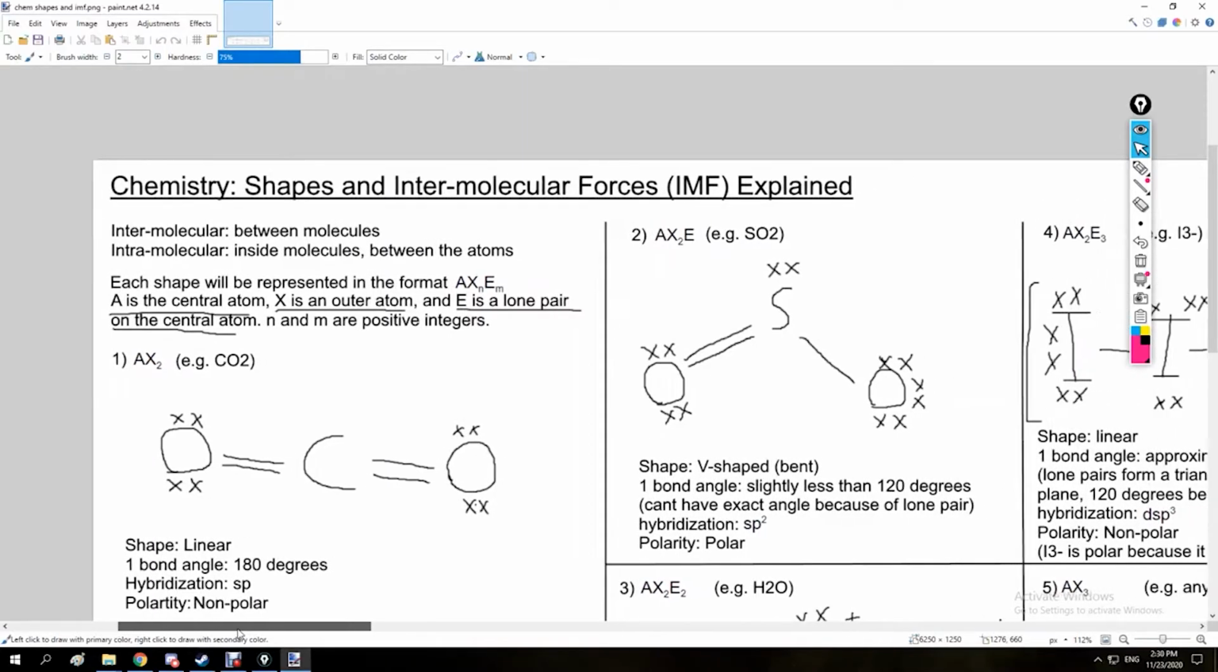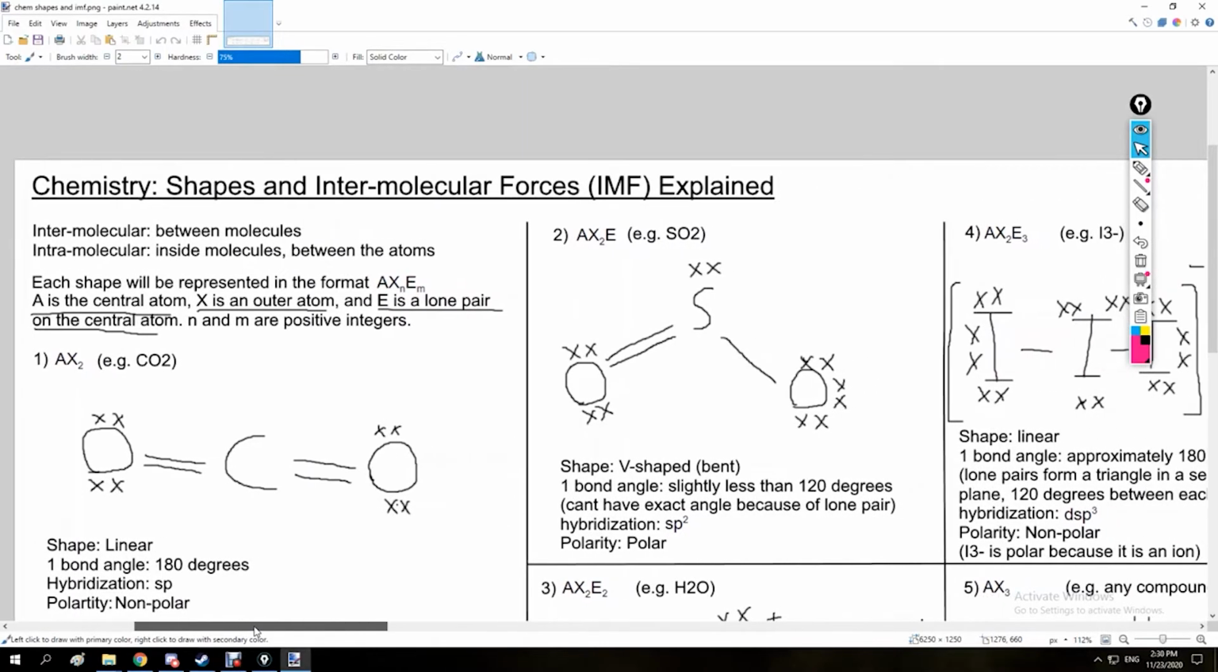Hi guys, in this video I'm going to be explaining all the shapes that we need to know, as well as briefly going over intermolecular forces, or IMF. Each shape is going to be represented in this format: AXNEM. A is a central atom, X is an outer atom, E is a lone pair on the central atom, and N and M are positive integers.